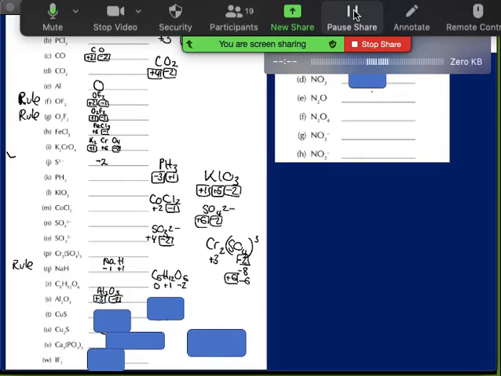For the aluminium oxide, it's -2. There are 3 of them, -6. It makes both aluminiums +6. Each aluminium is a +3.